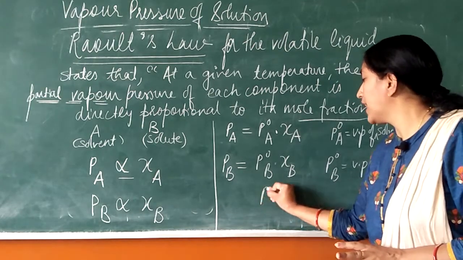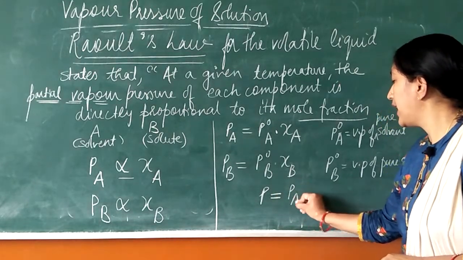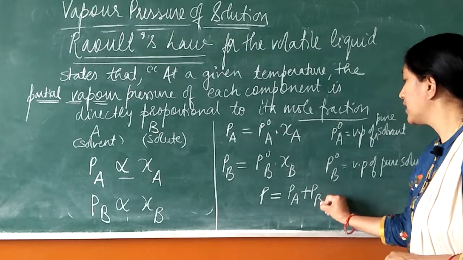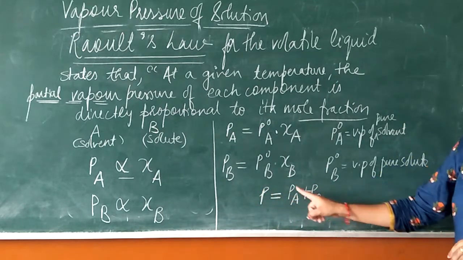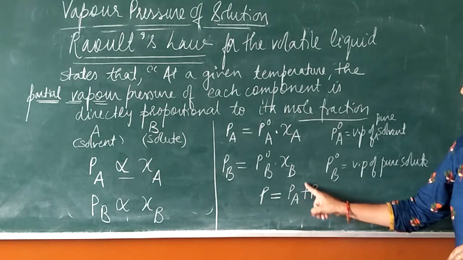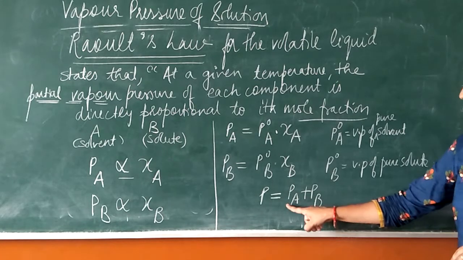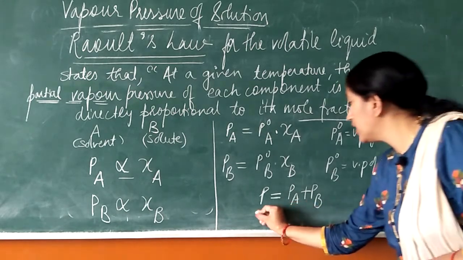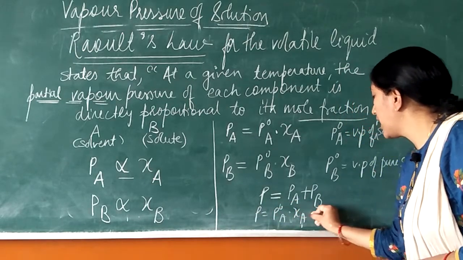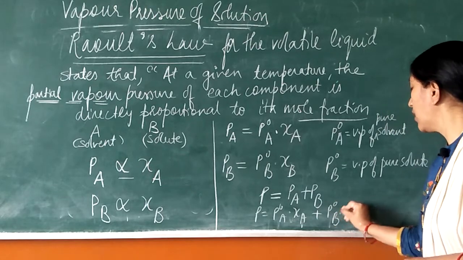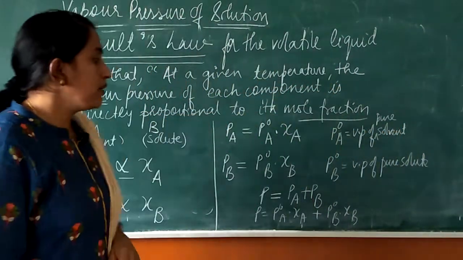So how can we find the vapor pressure of the solution now? It will be P equals PA plus PB. That is, the vapor pressure of the solution will be the sum of the partial pressure of A and the partial pressure of B. Right? Now if we place the values here, P equals P naught A times the mole fraction of A plus P naught B times the mole fraction of B.